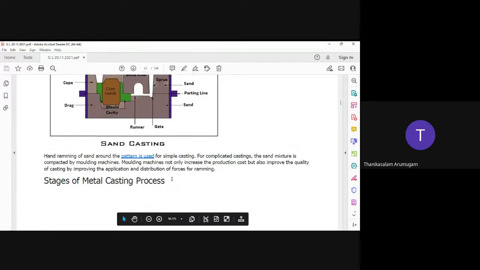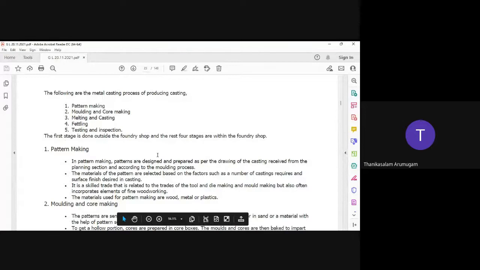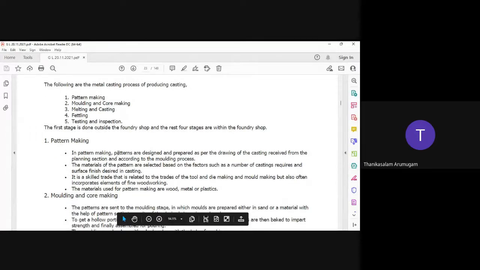See, generally in the casting process, first we need the pattern, in the shape that we want. First pattern making, then molding and core making, then melting and casting, fitting, and testing and inspection. Pattern making means the patterns are designed and prepared as per the drawing of the casting received from the planning section. In whatever shape you want, the pattern is first made in the same shape.